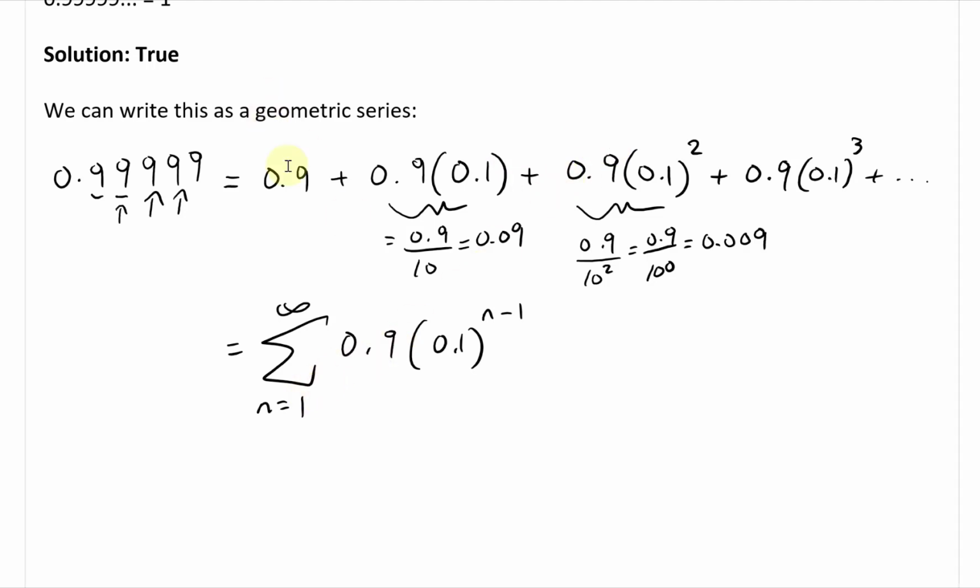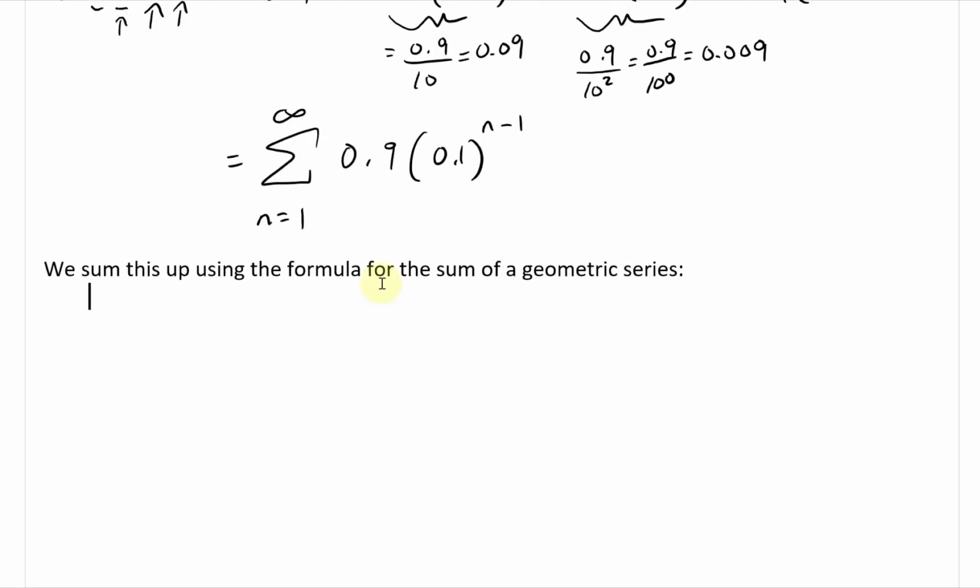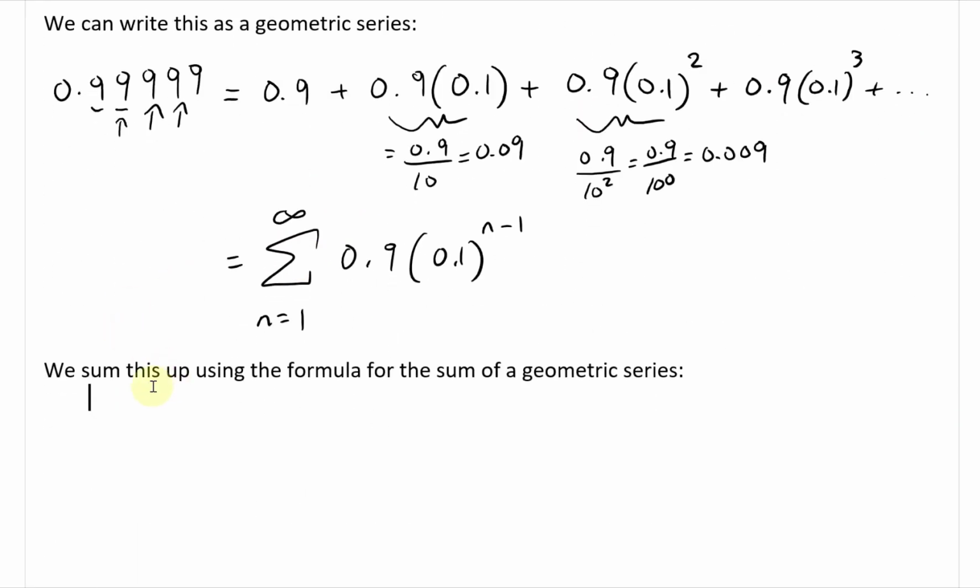So when this is 1, this goes to 0. When this is 2, the second term, this goes 2 minus 1, which is 1. And when it's 3, you subtract 1, so like that. It goes from 0 like that. All right, so we have this. Now that we have this as a geometric series, we can sum this up.